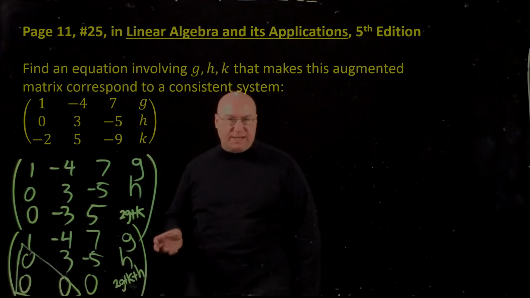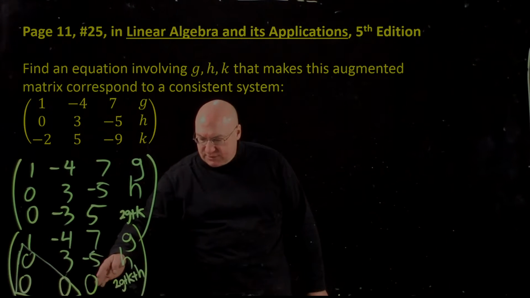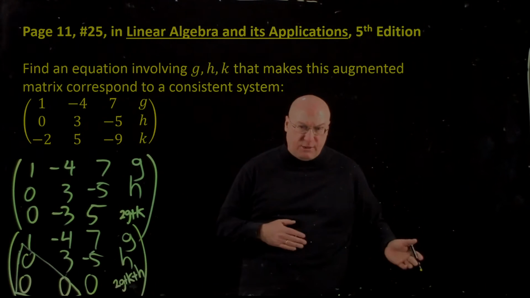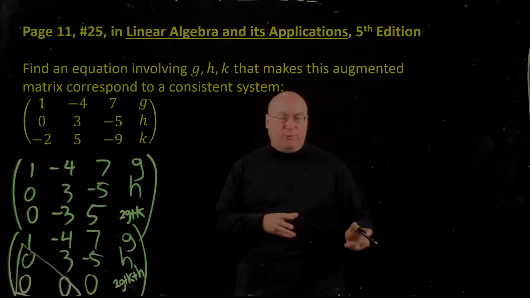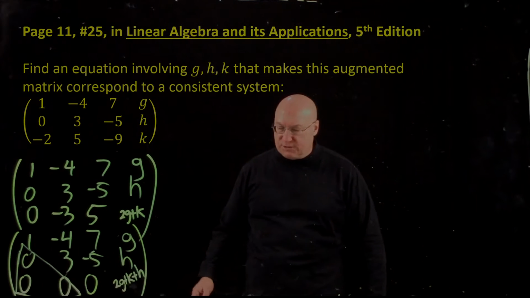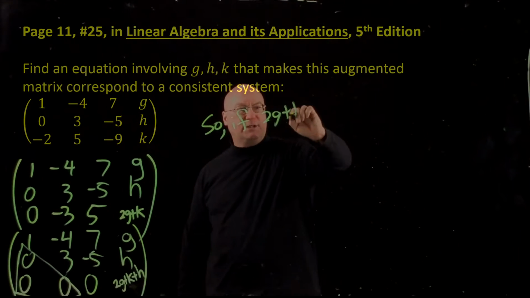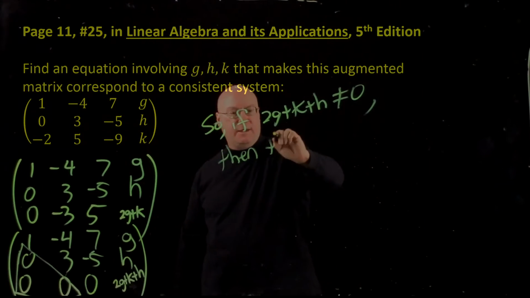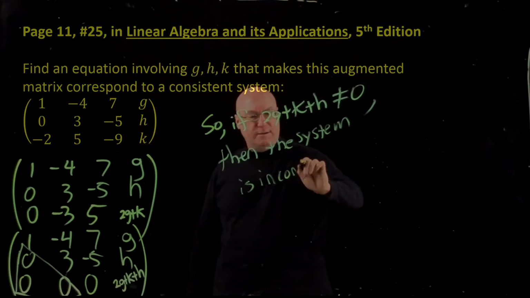But do you remember what happened in the last example? We had, essentially, all zeros, and then here was a non-zero number, right? In the very last example, I think it was all zeros and maybe a 1. I don't remember if it was a 1, but it's a non-zero number. And so the conclusion was that 0 equaled that non-zero number, which makes no sense, which means there's no solution, right? So if 2g plus k plus h is not 0, then the system is inconsistent.